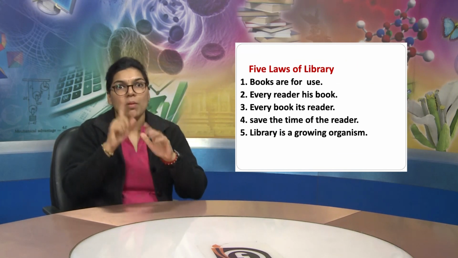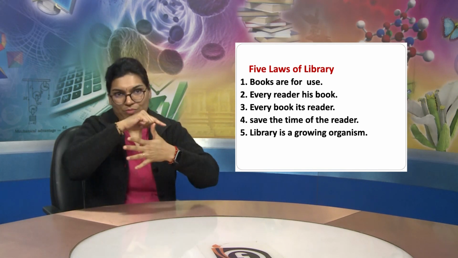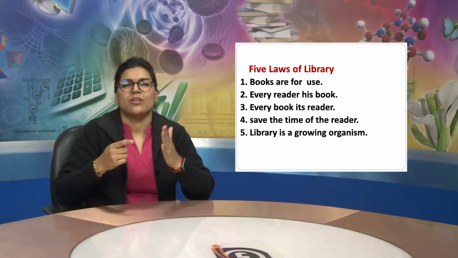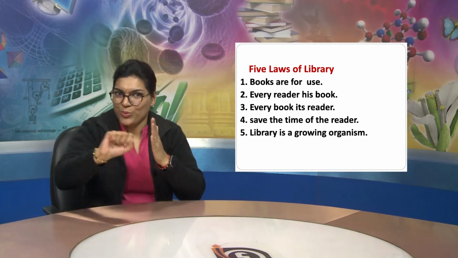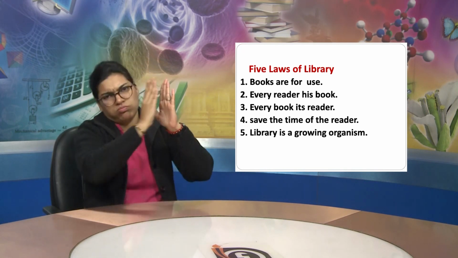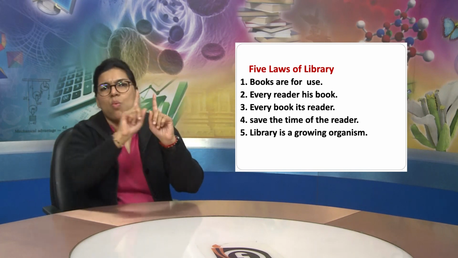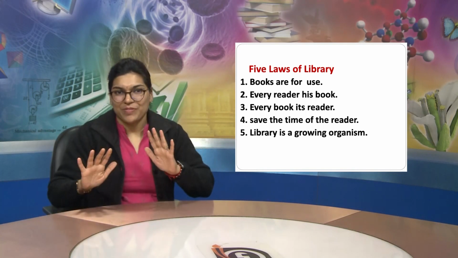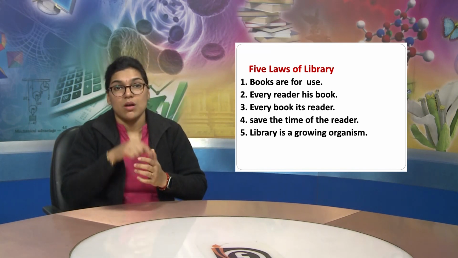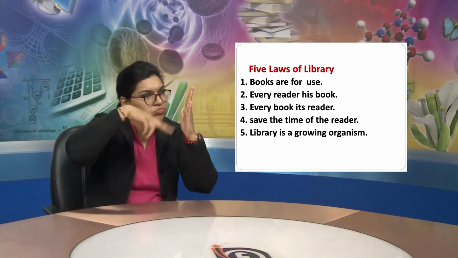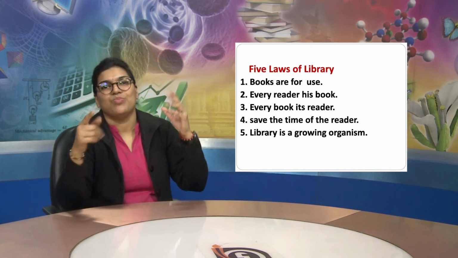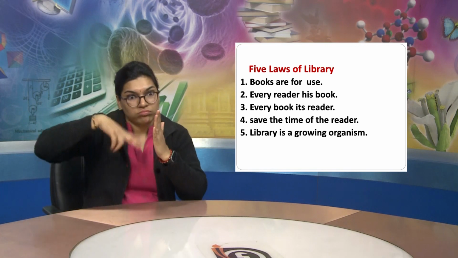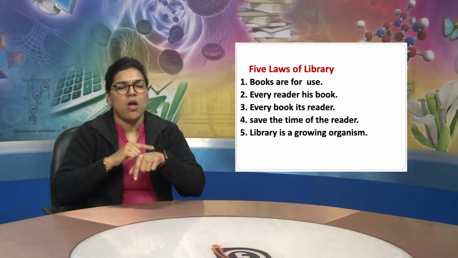So this is the summary of all the 5 laws which we just understood. There are main 5 laws of library. First one is books are for use. The second one is every reader his book. Third law is every book its reader. Fourth law is save the time of the reader.